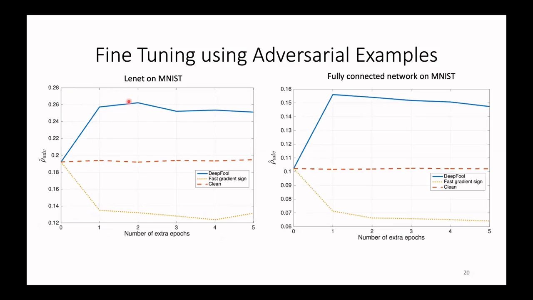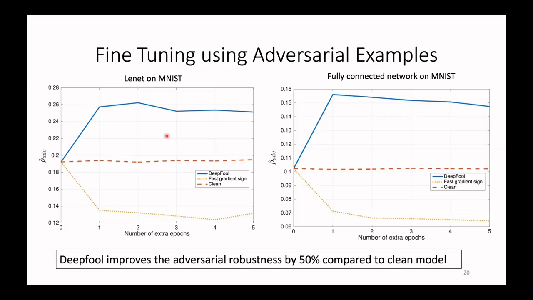Here we have the comparison of the adversarial robustness for the MNIST dataset, and we see that fine-tuning the model based on the DeepFool adversarial samples improves the adversarial robustness by 50% compared to the clean model for both architectures.